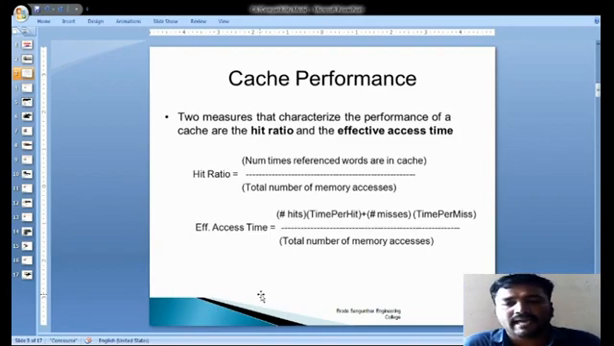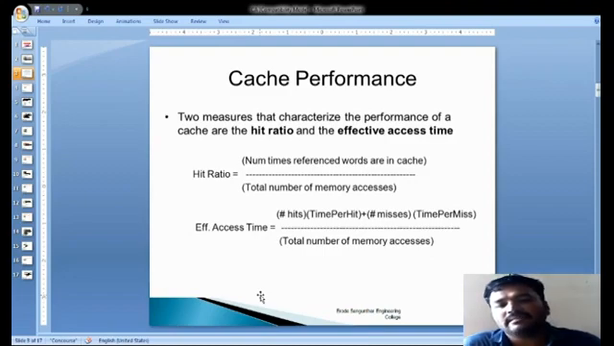Effective access time. The hit rate or the hit ratio is the total number of times the referenced word is in the cache to the total number of memory accesses needed to access that particular cache.